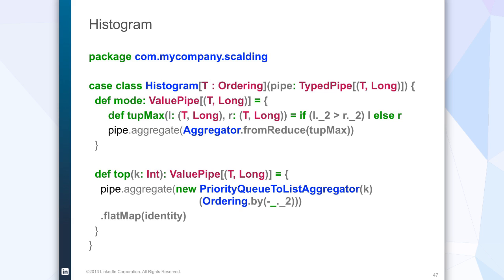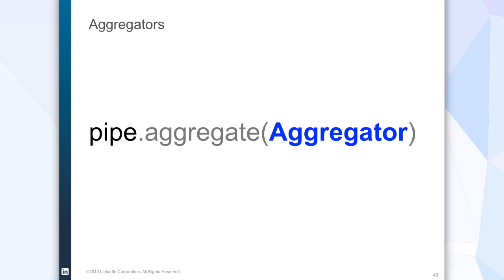And here we can obviously see a pattern that we might have followed. We have this pattern of pipe.aggregate and then some aggregator, and whatever this aggregator does, we get something at the end in a completely distributed manner.